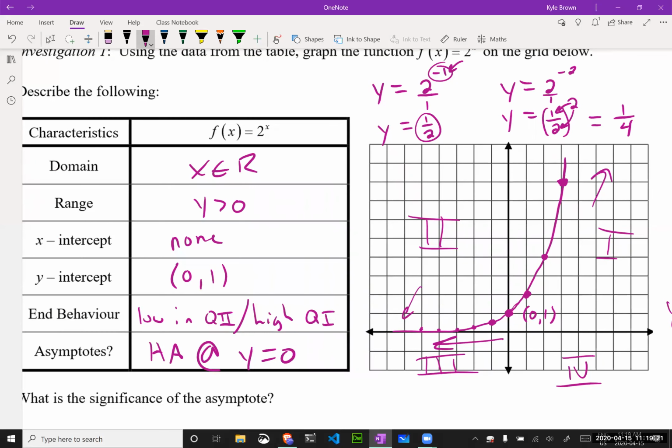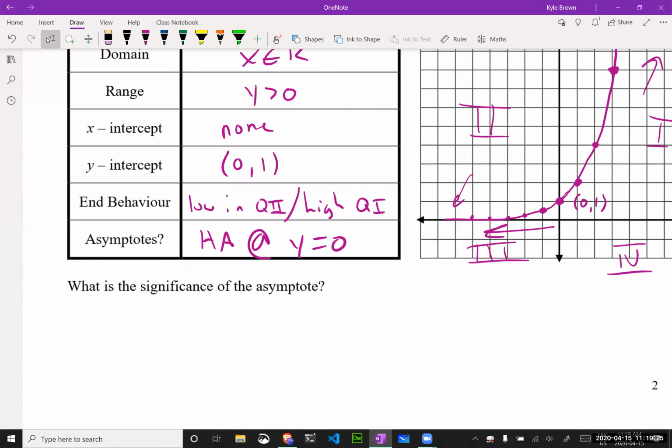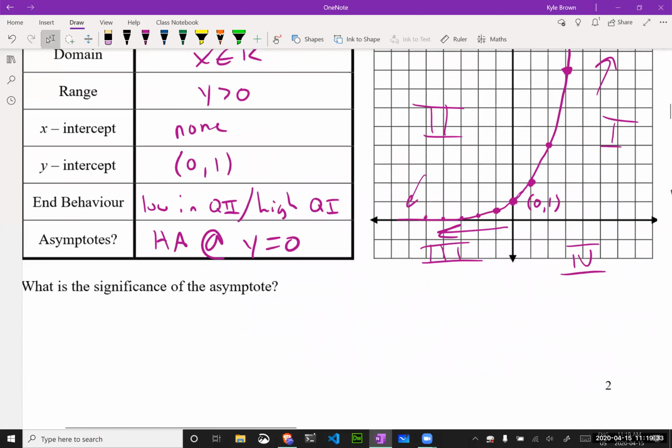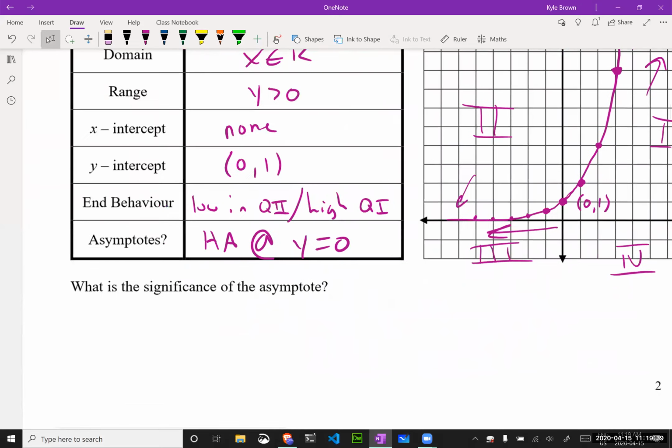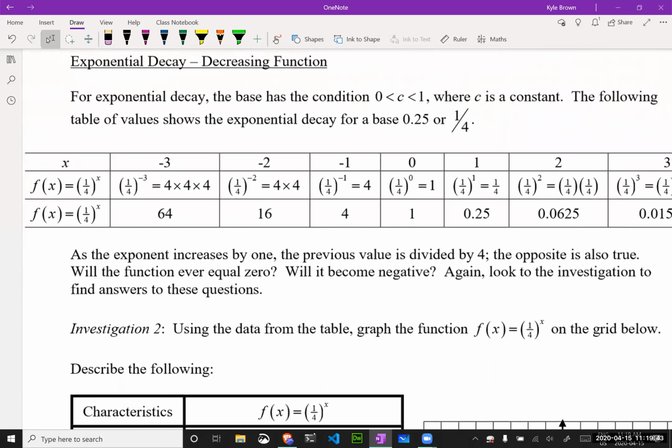The x-axis, right? Okay, so what is the significance of the asymptote? So really, pretty much everything we said. You're never going to touch that asymptote. You're never going to have negative numbers for your y values coming out the bottom. But yeah, we talked a bit about that already. So all right, next one.